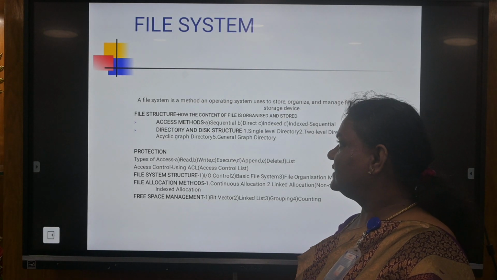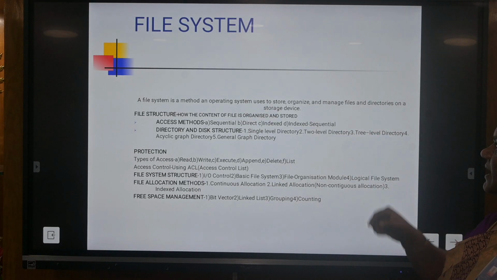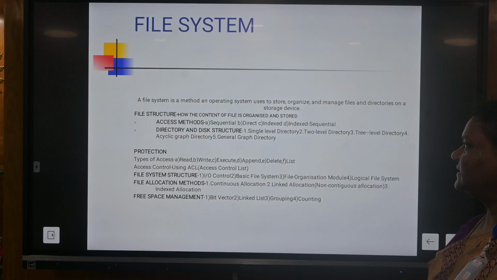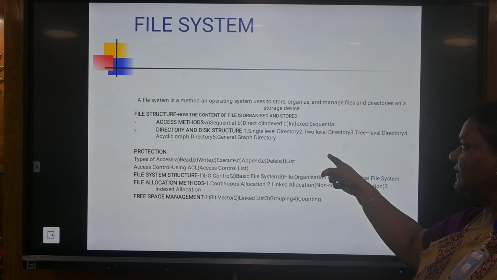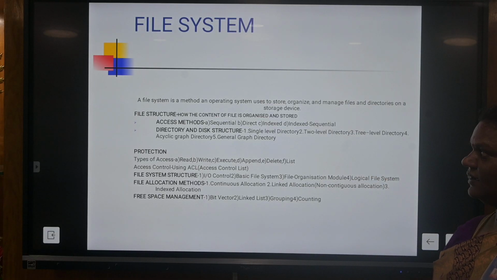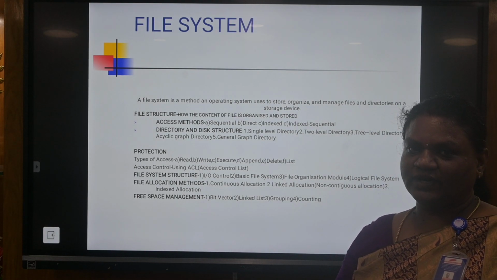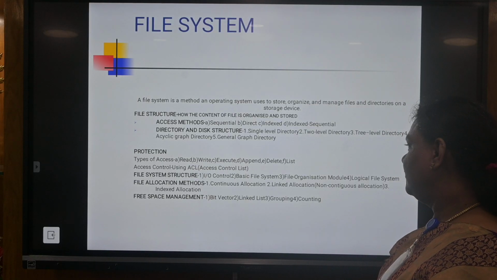File structure, file system. A file system is a method in an operating system used to store, organize and manage files and directories in a storage device. File structure has access methods: sequential, direct, indexed and indexed sequential. Directory structure has types: single level, two level, three level, acyclic graph directory and general graph directory. Protection: file protection, we can use access modes to access files, which are read mode, write mode, read only mode, view mode, etc.